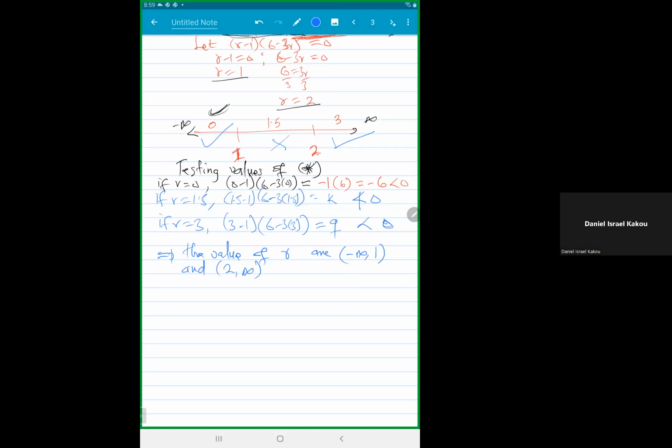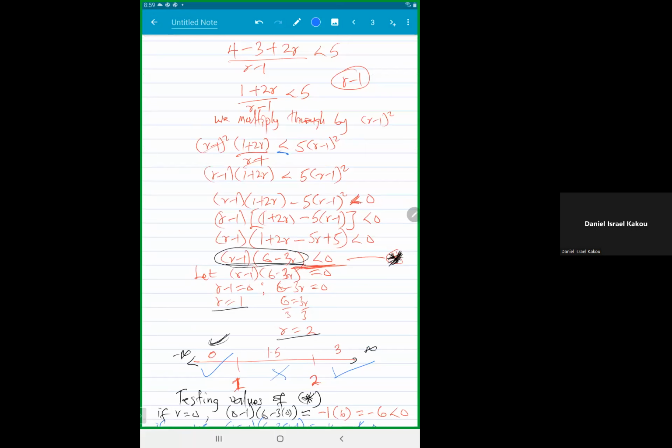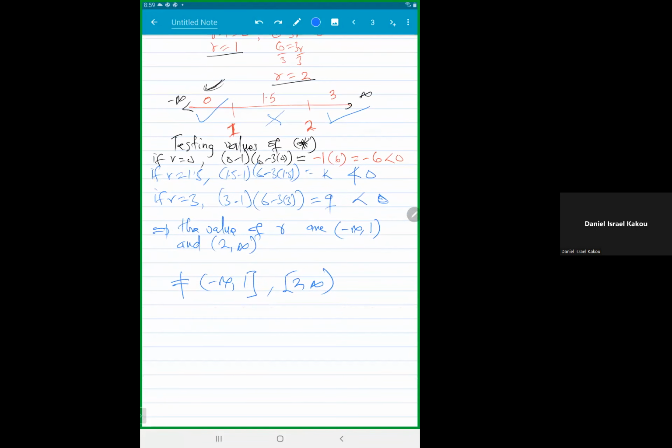And remember the bracket I'm using. I'm not using the square bracket, so it means that the 1 and the 2 are excluded. That is, I am not using negative infinity and 1 with a square bracket, and I'm not using the square bracket on the 2, because the question was with a less than. There was no equal sign for all the inequality. So we use the smooth brackets to say that the 1 and the 2 are excluded from the values we are referring to, right?